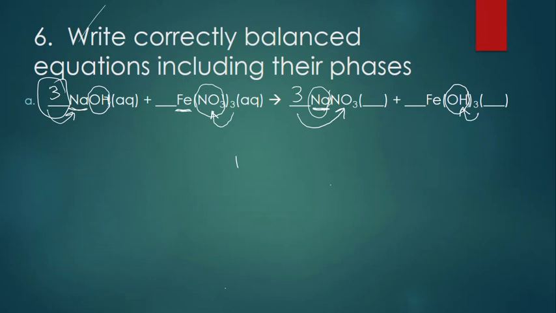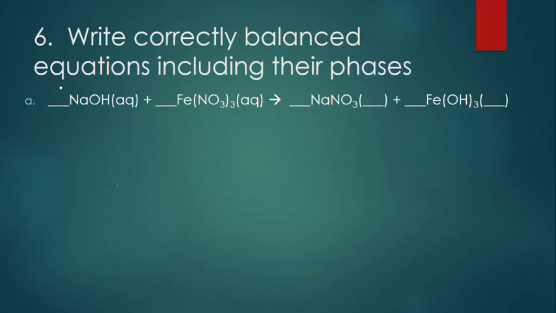So very quickly, let's go through and make sure that we've got this right. Distribute. How many NAs? How many OHs? I'm sorry, how many NAs? 3. How many OHs? How many irons? How many NO3s? Good job.